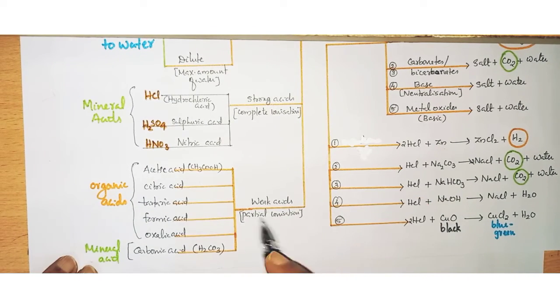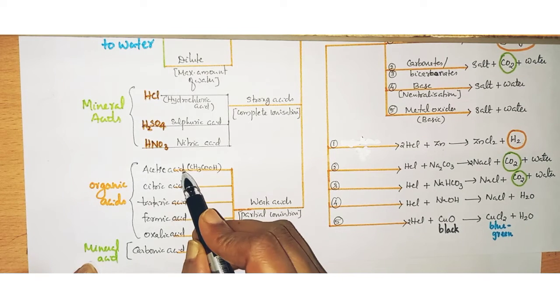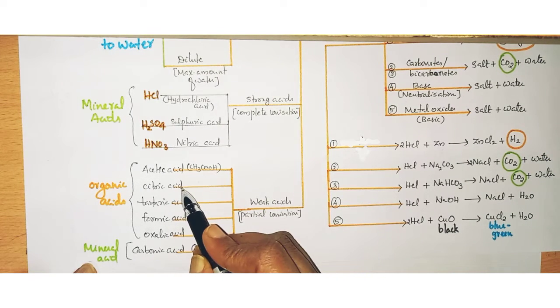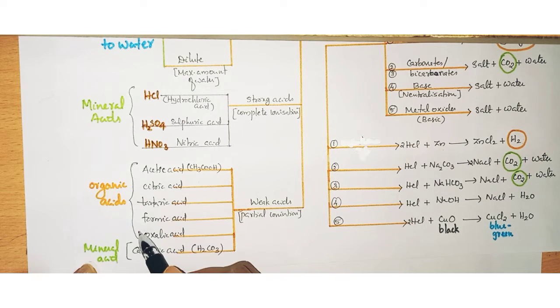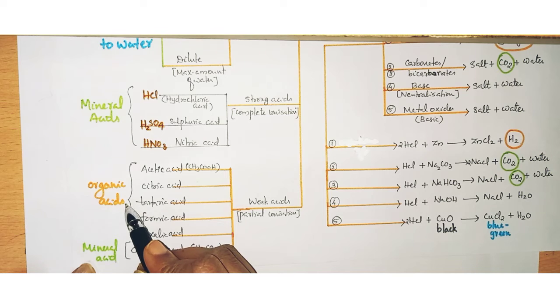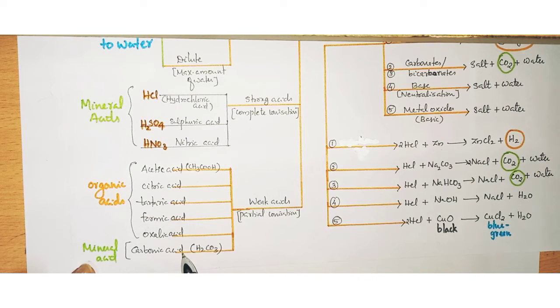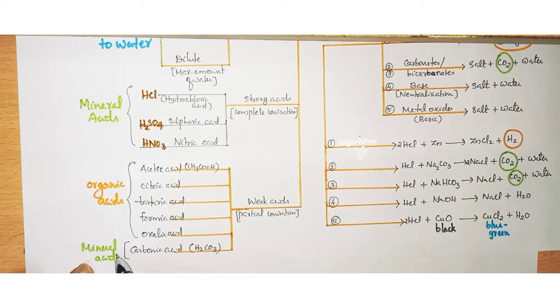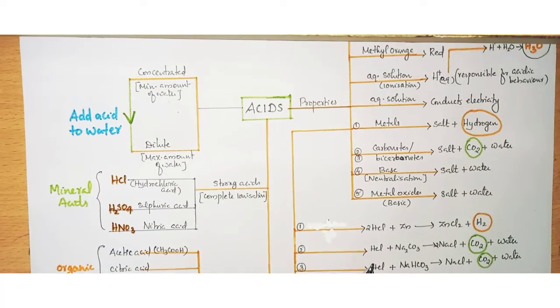Then weak acids, example acetic acid. Acetic acid is CH3COOH that is present in vinegar. Then citric acid, tartaric acid, formic acid, oxalic acid. So these are all weak acids. They are organic acids also since they are of organic origin. Then another weak acid is carbonic acid which is present in soda water, that is H2CO3, which is actually a mineral acid but it is a weak acid. So this is about acids.